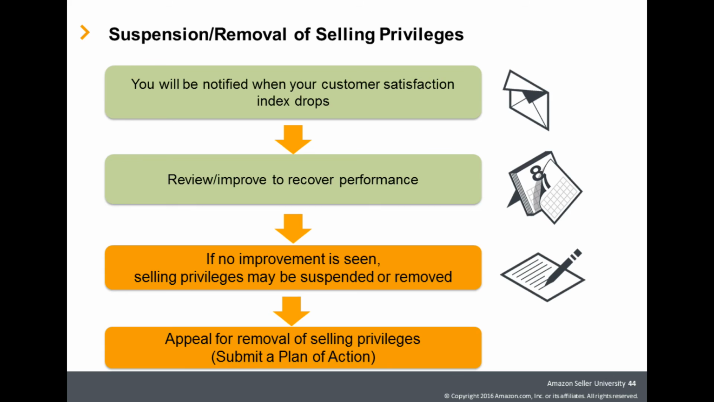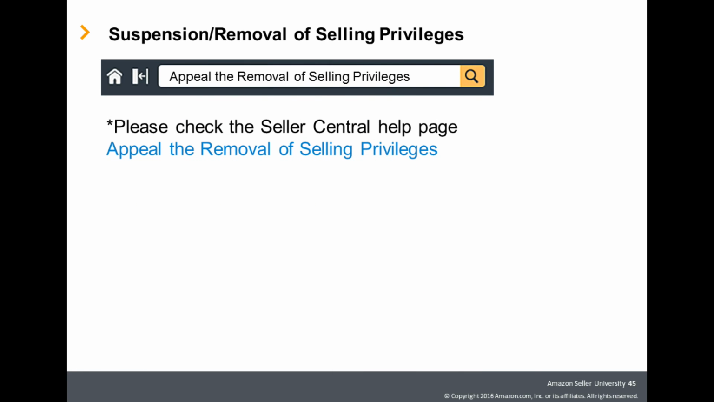Send your plan of action to Seller Performance with a request for reinstatement. After that, watch for an email from Amazon. Usually, decisions are made within 48 hours. Please note, the submission of an appeal by no means guarantees the reinstatement of selling privileges. Go to the Seller Central help page for more information on how to appeal the removal of selling privileges.